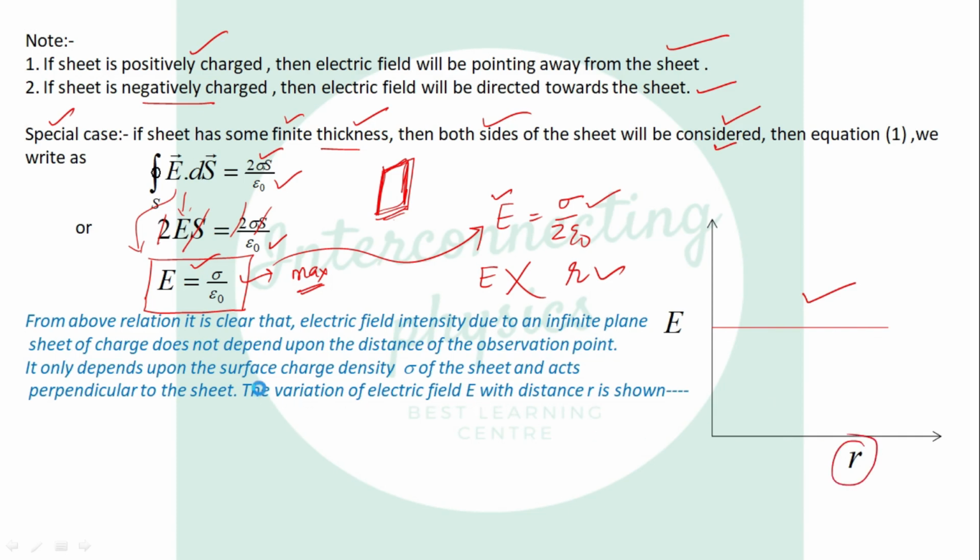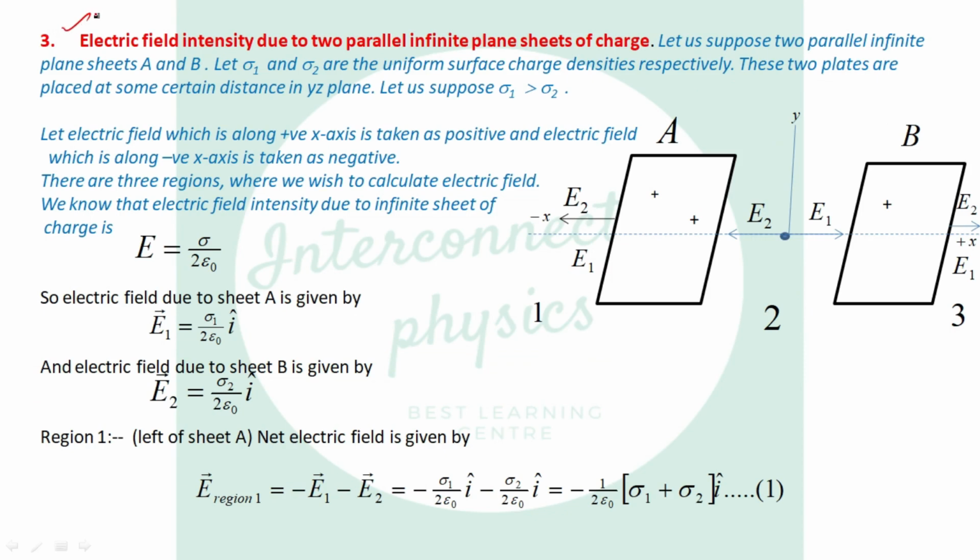Okay. Now, the third application of Gauss theorem is electric field intensity due to two parallel infinite sheets of charge. Earlier we took only one plate. Now we take two plates. You see, two parallel plates like this, 1 and 2. Here we took that both are positively charged. Let us say sigma 1 is the surface charge density of this plate, sigma 2 is the surface charge density of this plate, and let us suppose sigma 1 is greater than sigma 2.